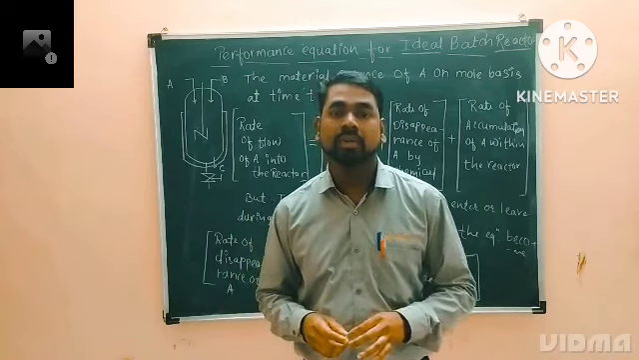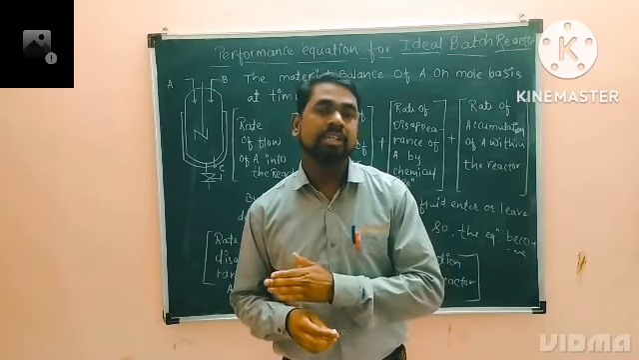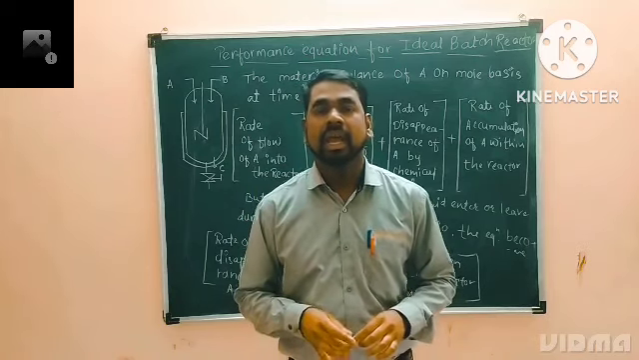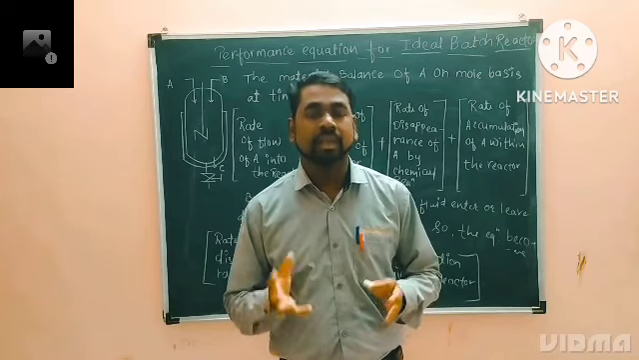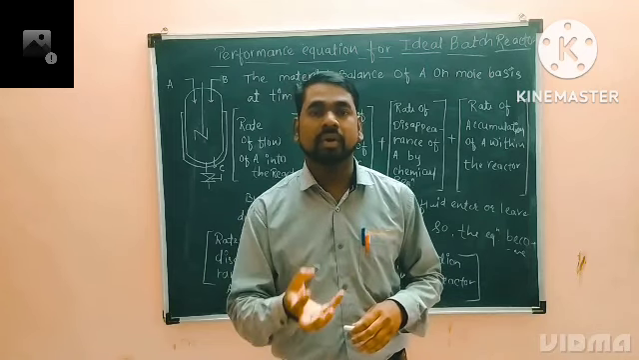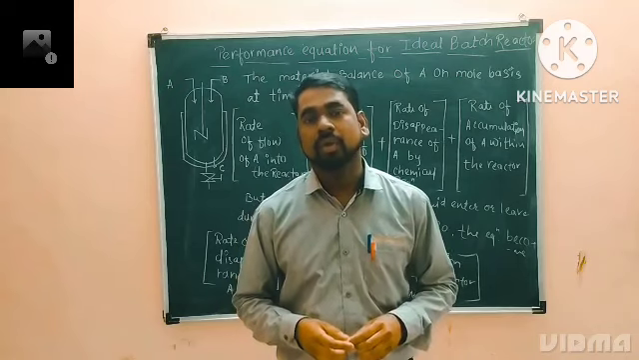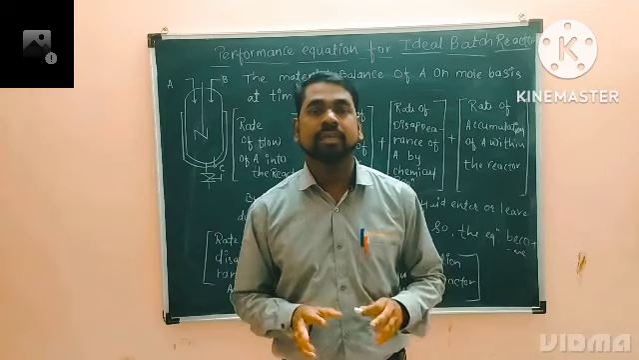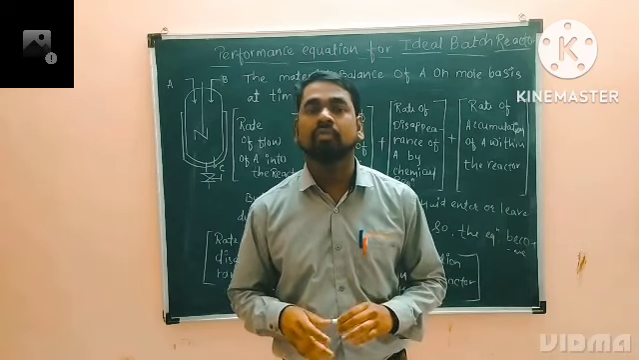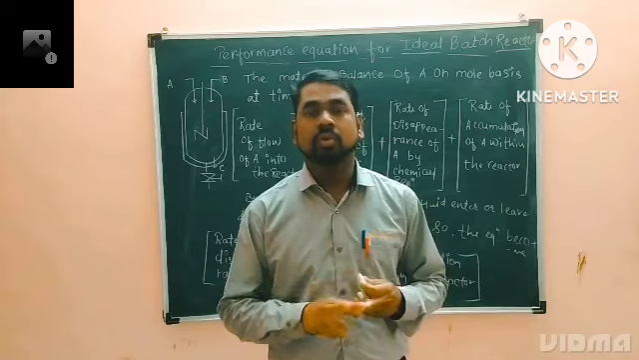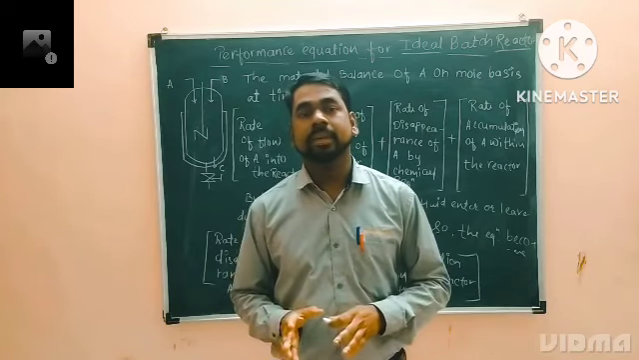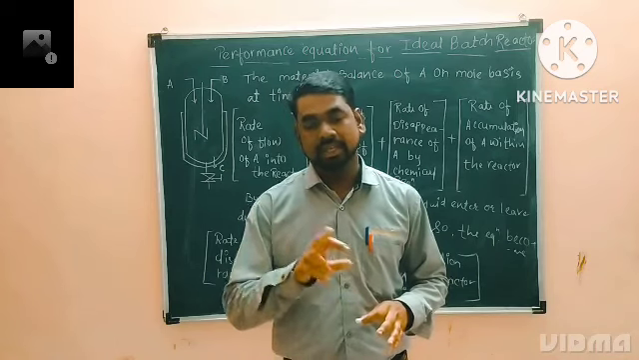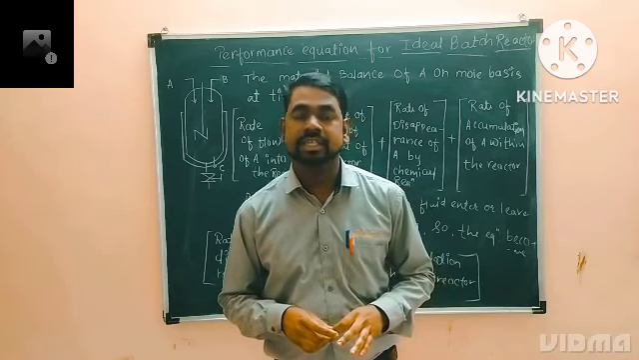If we are talking about the ideal batch reactor, it means all the reactant is charged initially, and after some period of time, when the reaction has been completed, all the product is withdrawn from the bottom. During that period of time, there is no inflow and no outflow. That's why inflow is equal to 0 and outflow is equal to 0. So the composition and the temperature are uniform throughout the batch reactor, and that's why it operates under unsteady-state conditions.